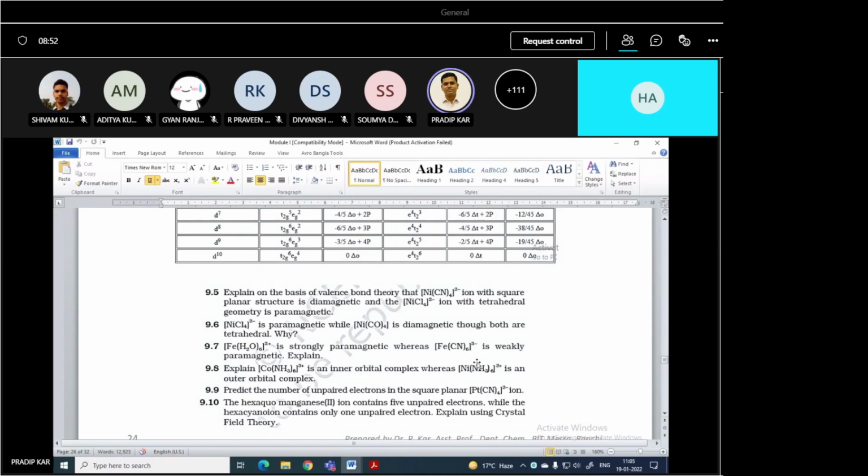Okay. Cl minus is a weak field ligand and CO is a strong field ligand. The strong field ligand pushes the two unpaired electrons back into the 3d shell to complete the octet of nickel. This is the strong field and weak field ligand theory, though both are tetrahedral.